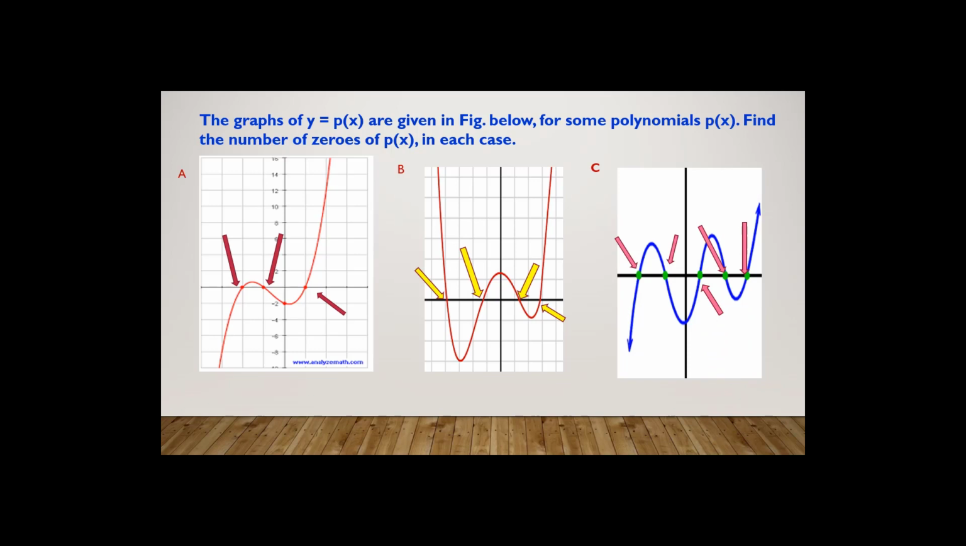And in graph C, how many zeros are there? See the colorful arrows. They are depicting the number of zeros. What do zeros mean? The points at which the graph intersects the x-axis. So in graph C, the number of zeros is 5. In A, there are 3. In B, there are 4 zeros. And in C, there are 5 zeros.